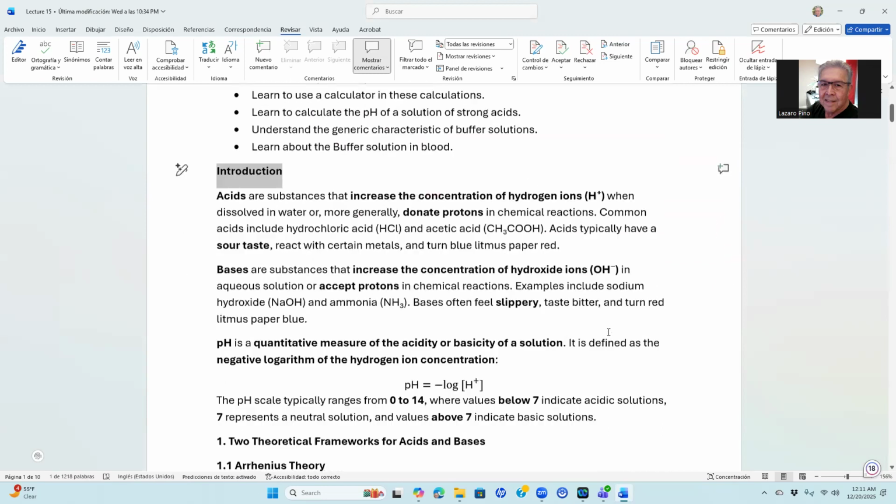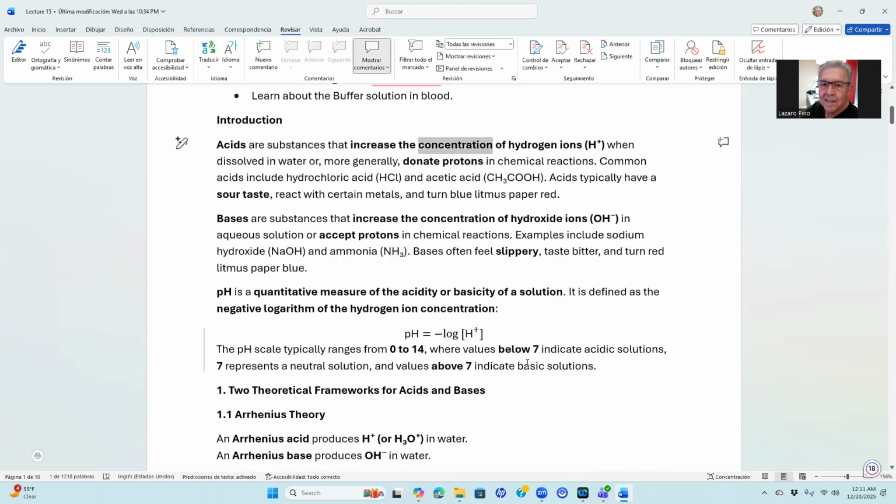Introduction. Acids are substances that increase the concentration of hydrogen ions, H+, when dissolved in water or, more generally, donate protons in chemical reactions. Common acids include hydrochloric acid, HCl, and acetic acid, CH3COOH. Acids typically have a sour taste, react with certain metals, and turn blue litmus paper red.